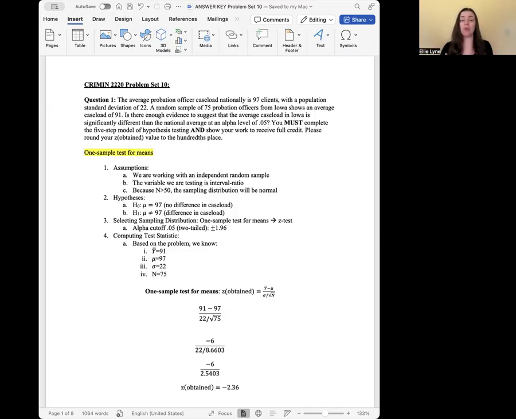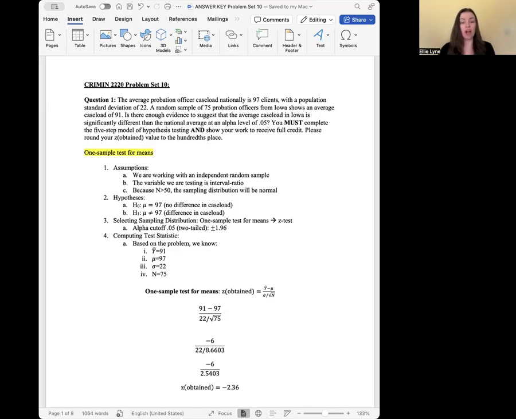So as we're reading through these problems, the first thing I'm going to keep in mind, and what you should keep in mind as well, is what type of test we are conducting. Because we know that's going to affect our very first step, which is assumptions, because those vary depending on what type of test we're conducting. With that being said, let's start off with question number 1.